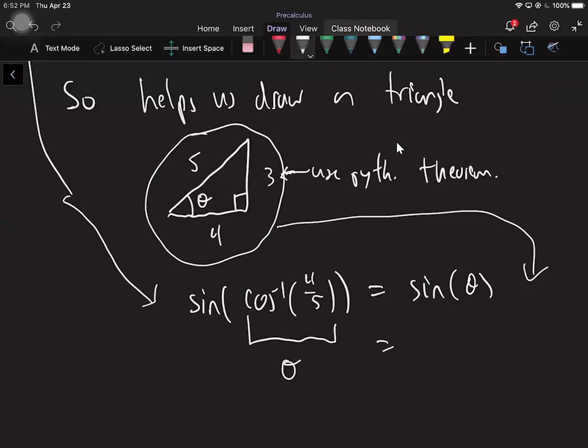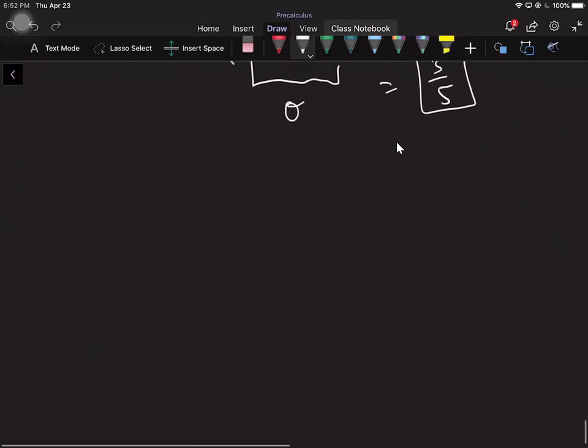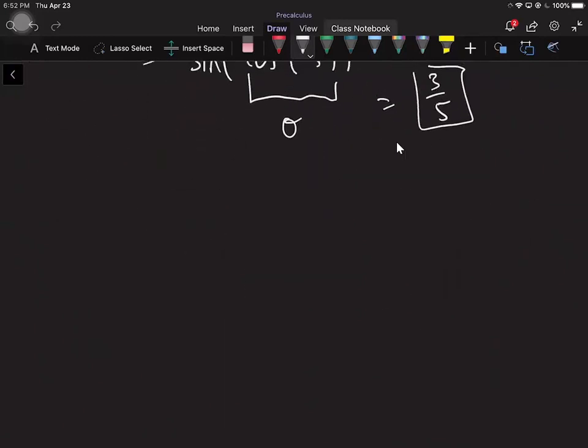Well, it's opposite over hypotenuse. So that's it. And then we're done. So that's the answer, 3/5 there. So these are the more difficult types of problems. Let's do one more example. But they always work the same, luckily. So we can speed these steps up a bit.